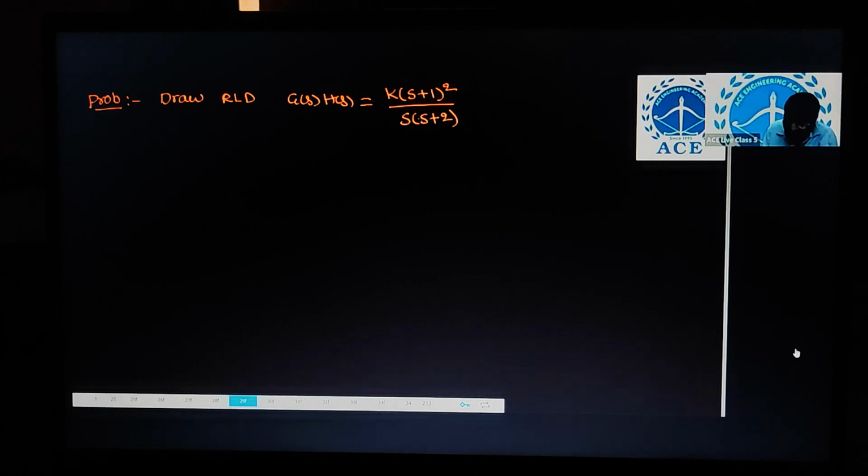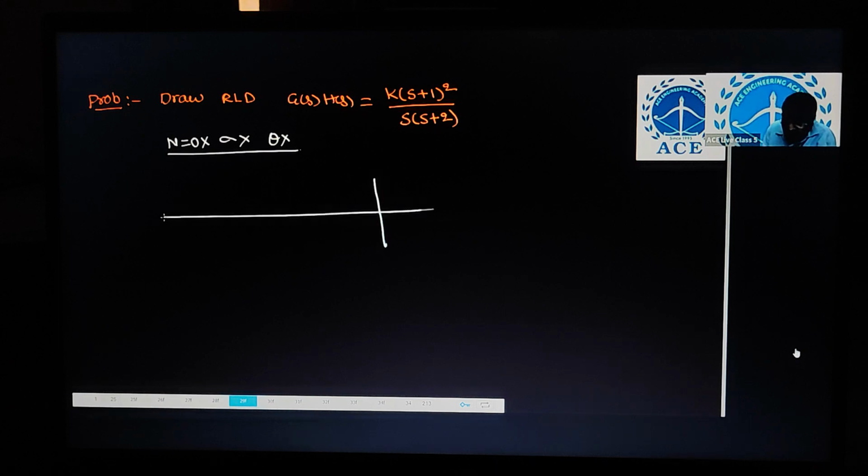Why am I solving this problem? There are no asymptotes, nothing, no centroid, no angle of departure, nothing, because the number of poles equals the number of zeros. 2 poles: 1 pole at origin, 1 pole at minus 2, and 2 zeros at minus 1. Why am I solving this problem? Can anybody guess why we are solving this problem?